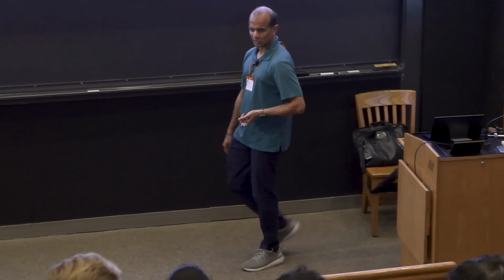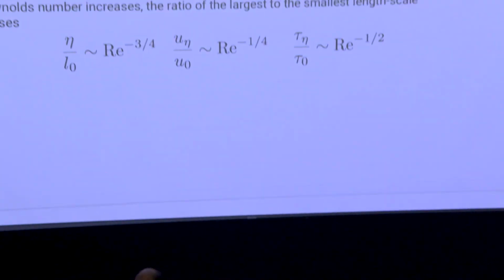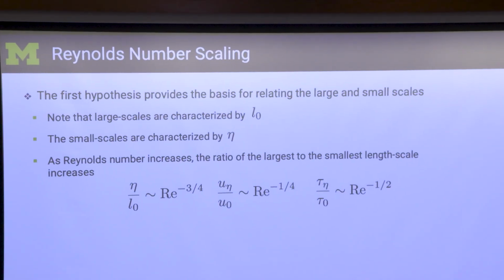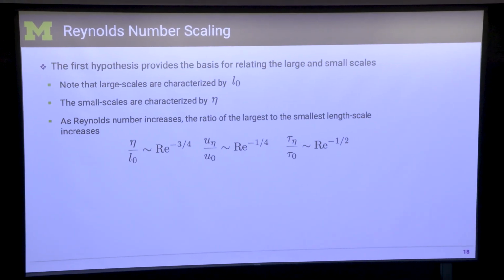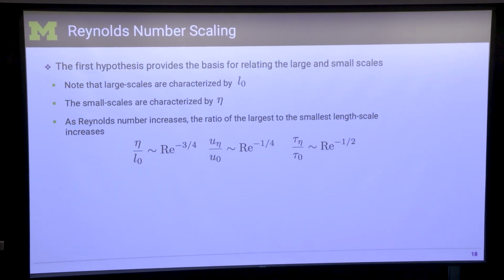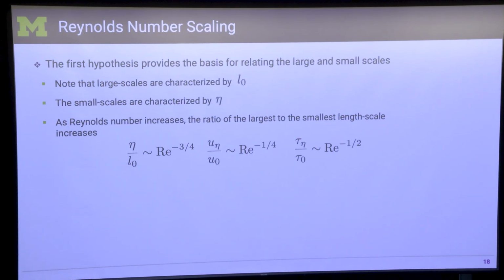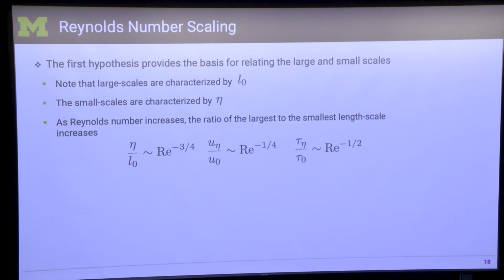And then there are scaling rules. Okay? So it tells you, if I change Reynolds number, how is eta going to change relative to the integral length scale that I have? And there are other rules. There are, for velocity and also for time, the Kolmogorov time scale, the rate at which the Kolmogorov eddies are turning around. Those are all to me less important. The eta over L0 is the most critical thing.